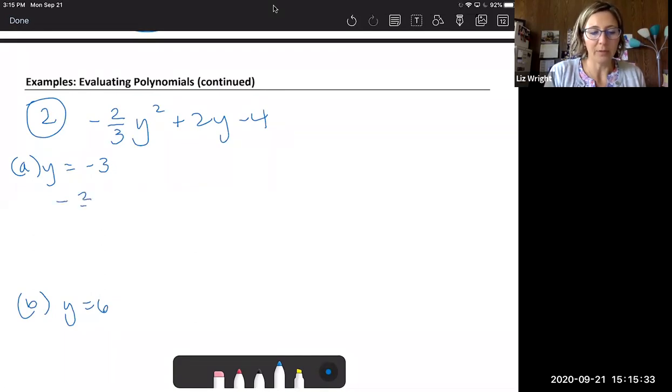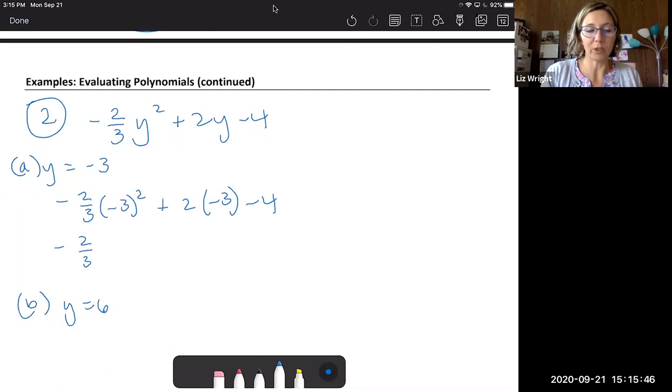So we've got -2/3 times -3 quantity squared plus 2 times the -3 minus 4. So then we've got -2/3, -3 times -3 should give you a +9 here. I'm going to put it over 1 because I know I'm getting ready to multiply fractions. And then in the next one, I'm going to multiply these together. So 2 times the -3 is going to give me a -6. It's up to you. I normally write -6. Some people like to write plus a -6. If you want to do that, I don't care. That's fine. I'm just going to write -6, -4.